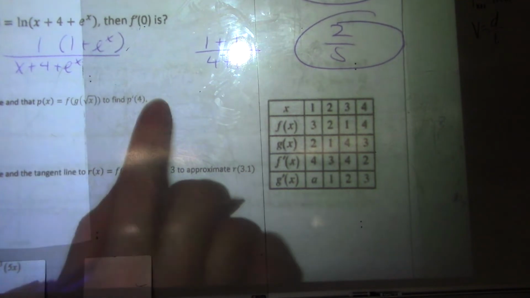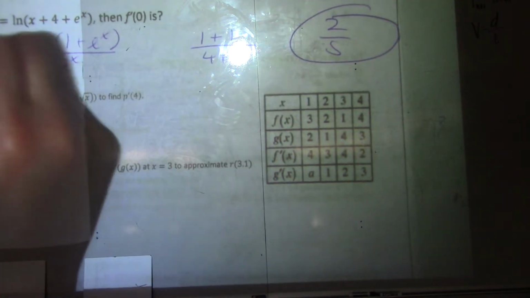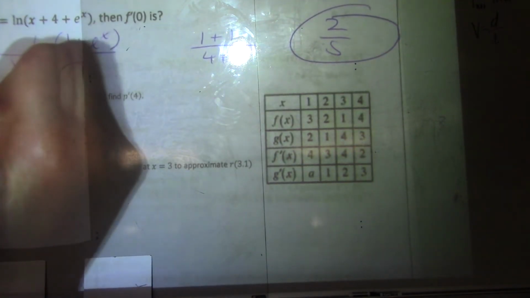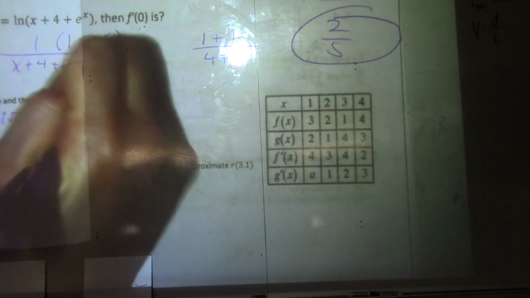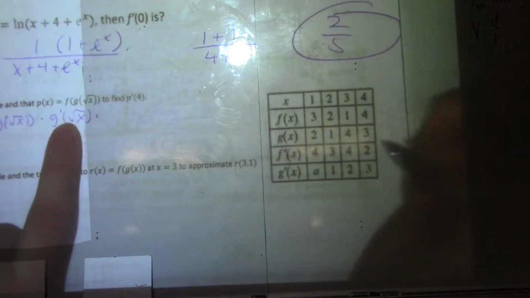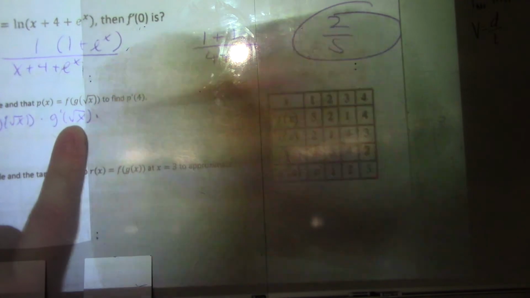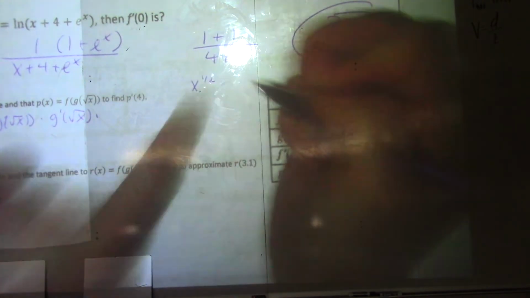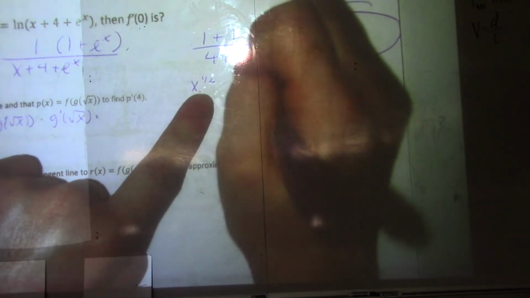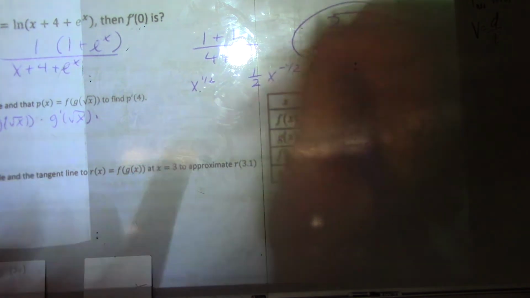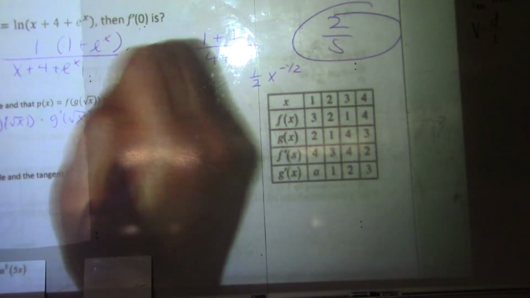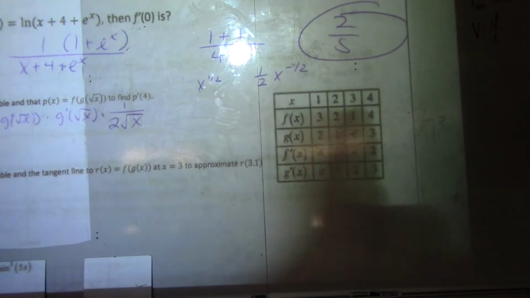Here, we're going to work our way outside in, so f prime of g of root x times g prime of root x times, now I'm not at the inside yet because I have root x right here. Derivative of root x, that's x to the 1/2, so the derivative would be 1/2 x to the negative 1/2, so that's 1 over 2 root x. And then now I'm ready to plug in my x value.